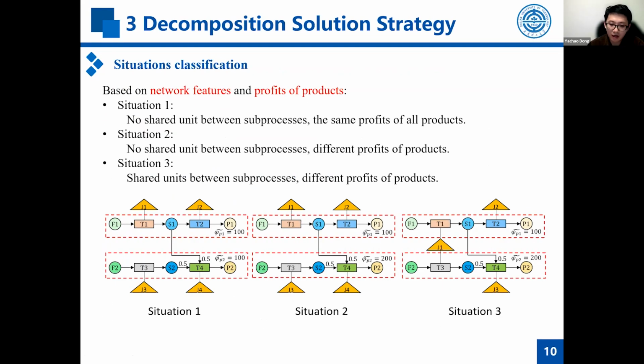In its execution, we classify the different problems into 3 situations. The first situation is the simplest, where there are no shared units between sub-processes and all products have the same profits. In situation 2, we add a feature to consider different profits of the products, while in situation 3, which is the most general one, we consider the shared units too.